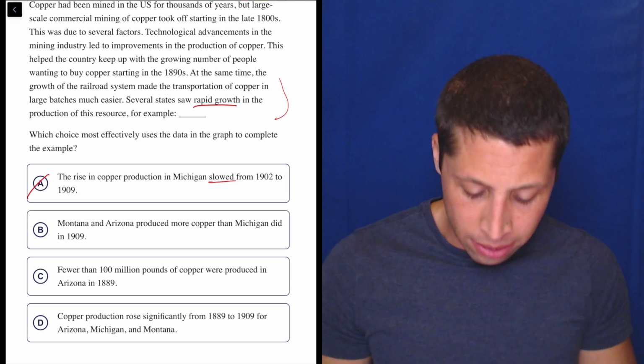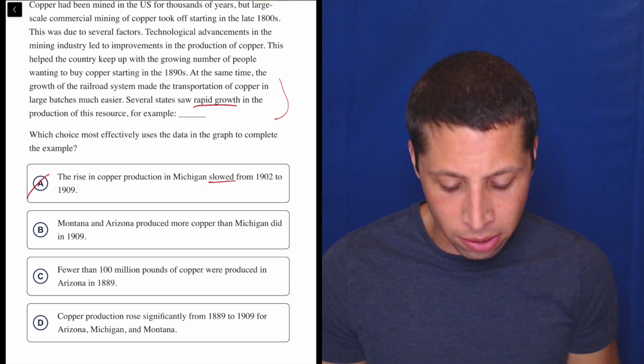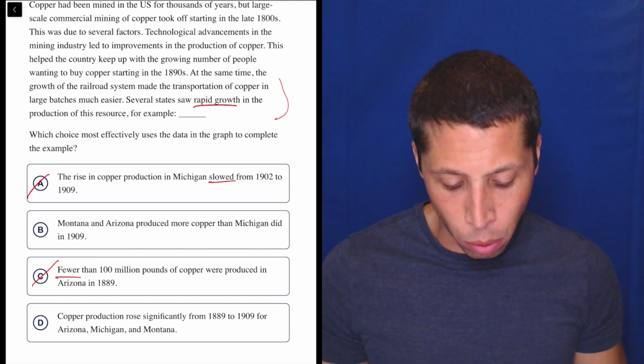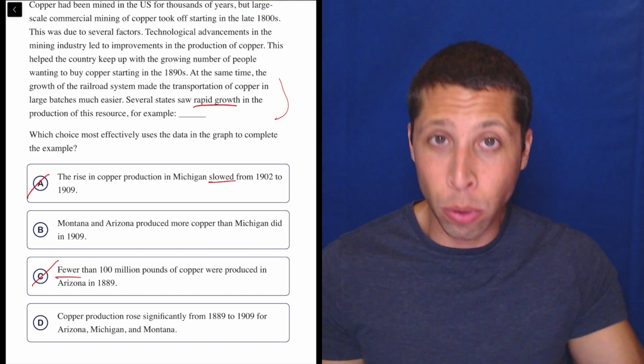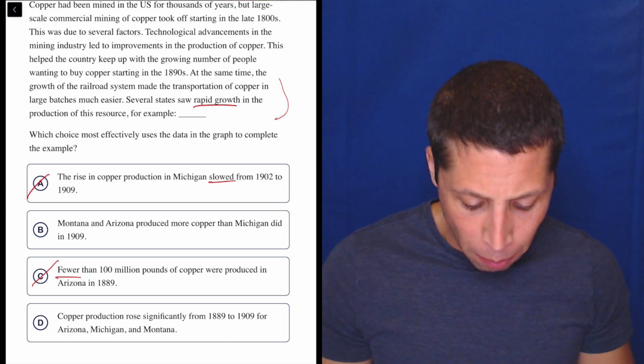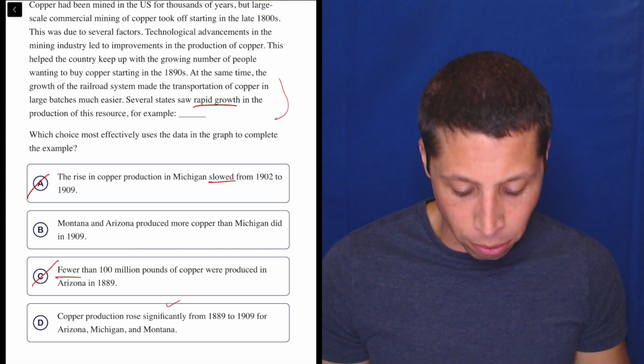Let's leave it in. C, fewer than 100 million pounds of copper produced in Arizona in 1889. That sounds bad, right? Fewer than. So again, that's not growth. That's only one data point. In order to have growth, you need to have 2 data points. D, copper production rose significantly, that seems good, from 1889 to 1909 for Arizona, Michigan, and Montana.